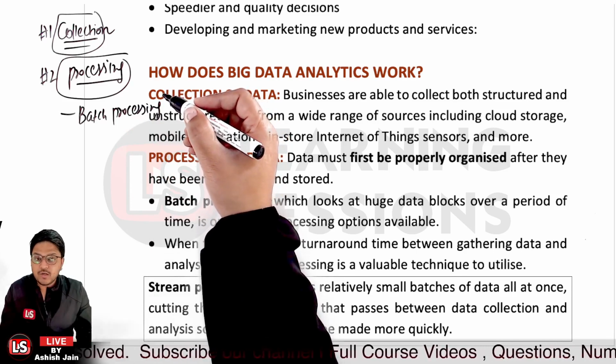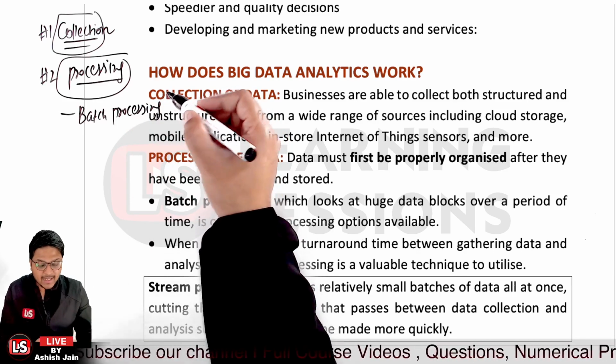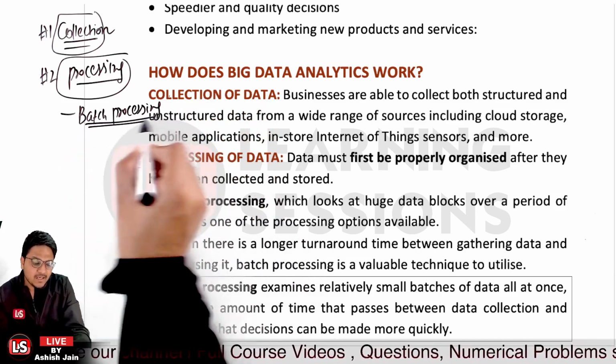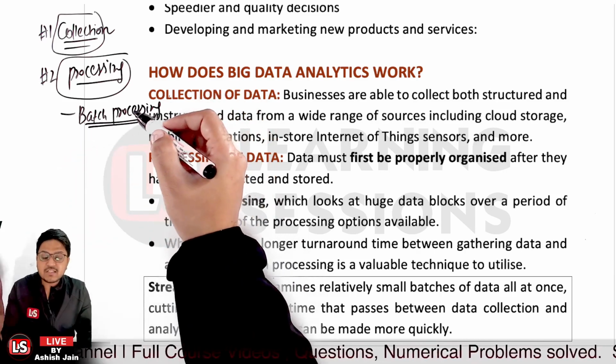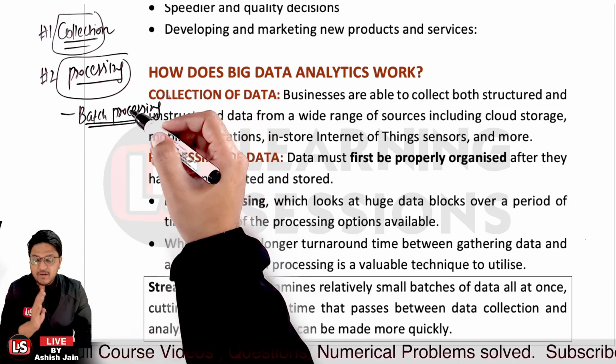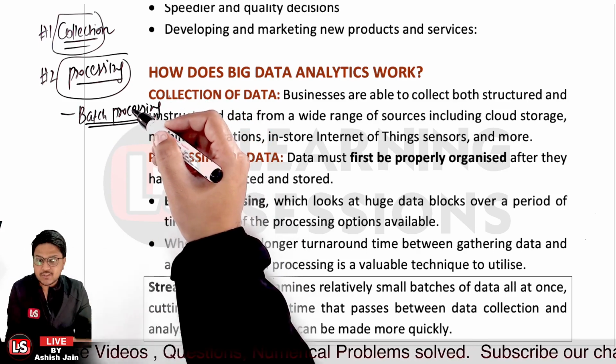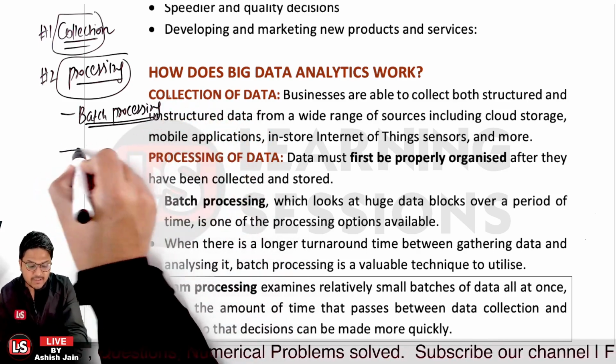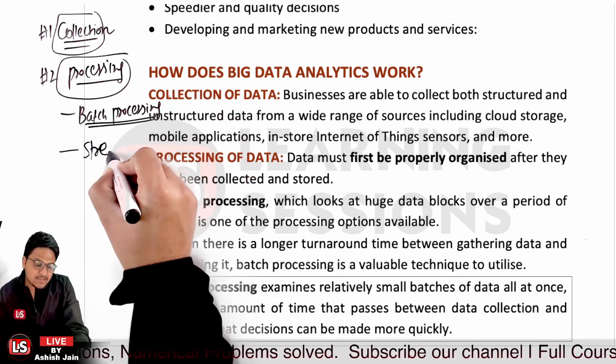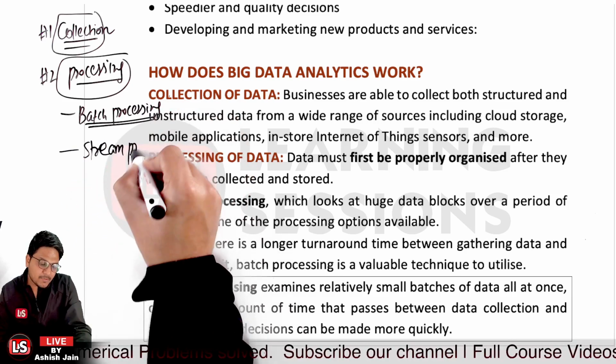So what you do is divide the data into chunks and start batch processing. Once one batch is processed, it is passed on, then the next batch is processed and passed on, and it works like that. The second one is related to stream processing. Stream processing is quite real time.